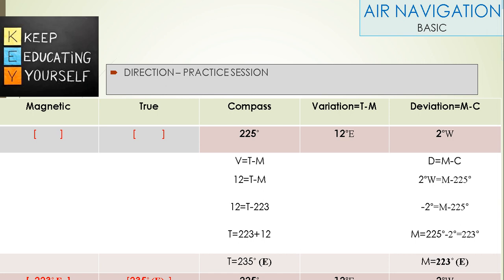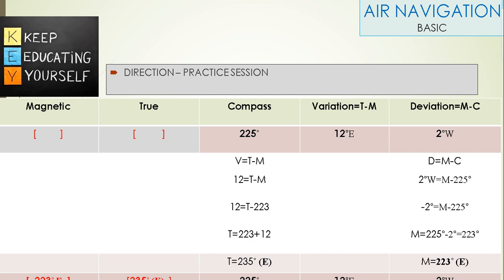Now one practice session. We have been given compass value 225 degrees, variation 12 degrees east. East is taken as positive. Deviation 2 degrees west, west we take as minus 2 degrees. We have to find out the magnetic and true values. As we know, deviation is magnetic minus compass. Deviation 2 degrees west is minus 2 degrees, equal to magnetic minus compass value, which is 225. So in the last column we can see the magnetic value we have calculated, 223 degrees.